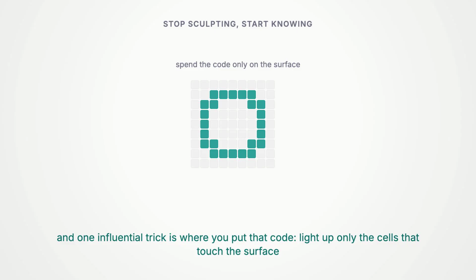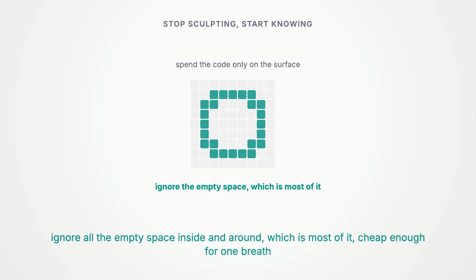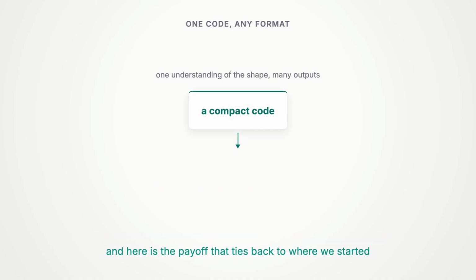Instead of spending it on a full solid block, you light up only the cells that actually touch the surface, ignoring all the empty space inside and around the object, which is most of it. That is the kind of move that makes it cheap enough to do in one breath. And here is the payoff that ties back to where we started.